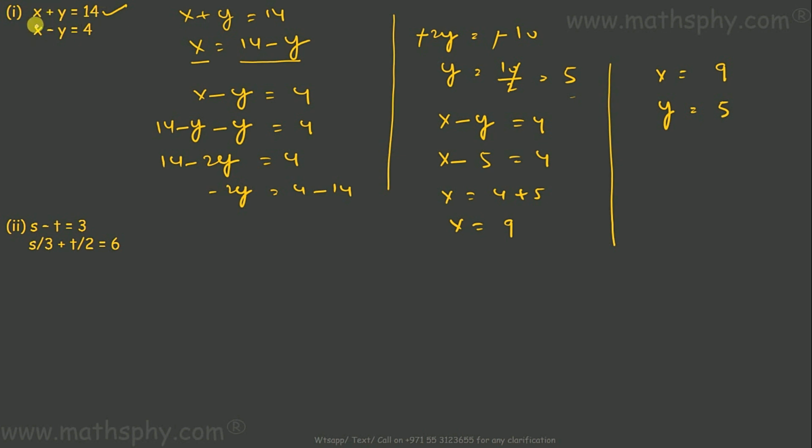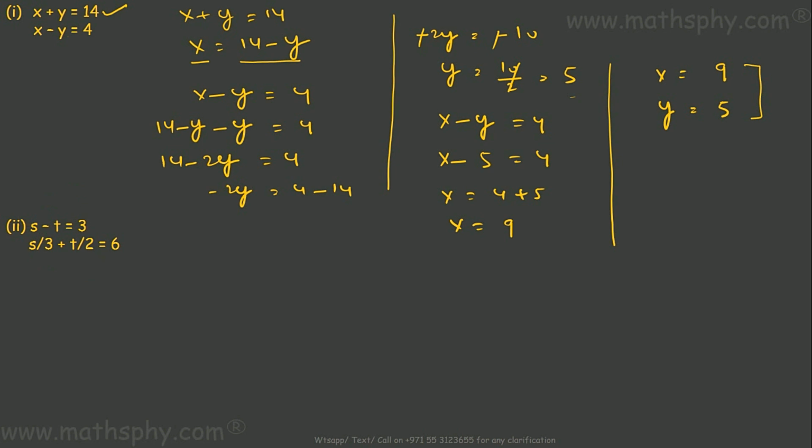In this equation, if I take 9 for x, 5 for y, 9 plus 5 is 14. In this equation, I take 9 for x, 5 for y, 9 minus 5 equals 4. So, the solution for this equation is x equals 9, y is equal to 5. I have done this through the substitution method, or we can call it the replacement method.